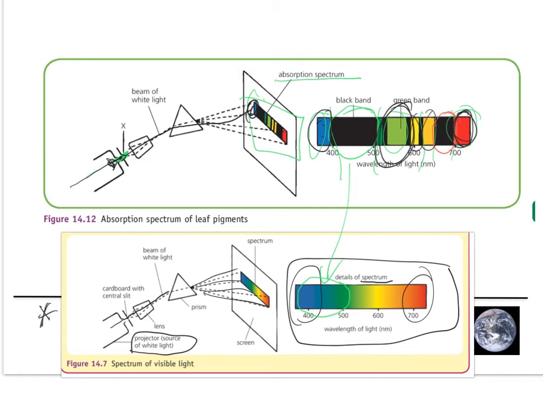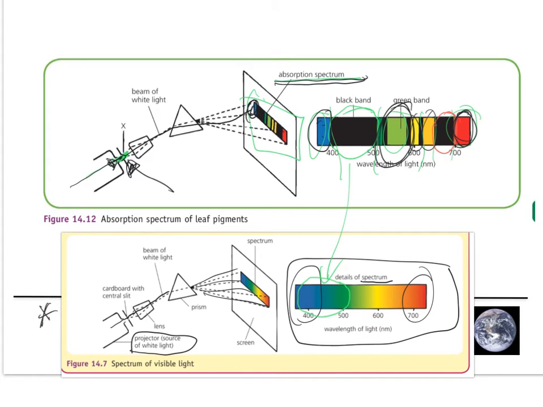So what you need to think about when you're looking at this absorption spectrum is, what is being absorbed by the chlorophyll? Or rather, by the pigments, because there's more than just chlorophyll there. The wavelength of light that's been absorbed does not show on the spectrum. Where there's a coloured band, that's where the light has not been absorbed by the pigment extract.